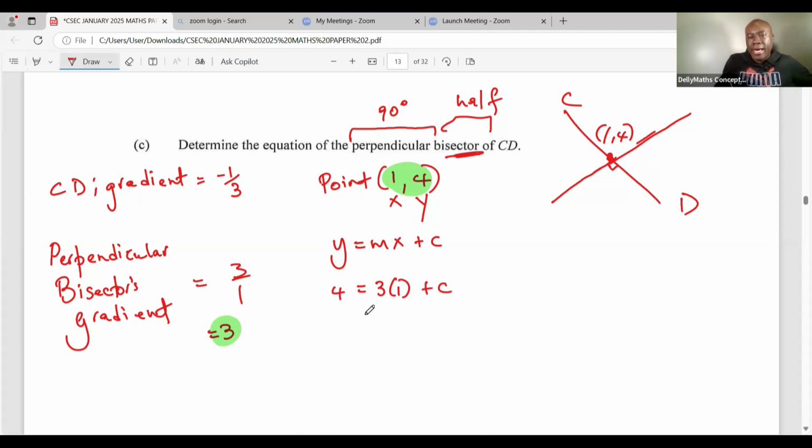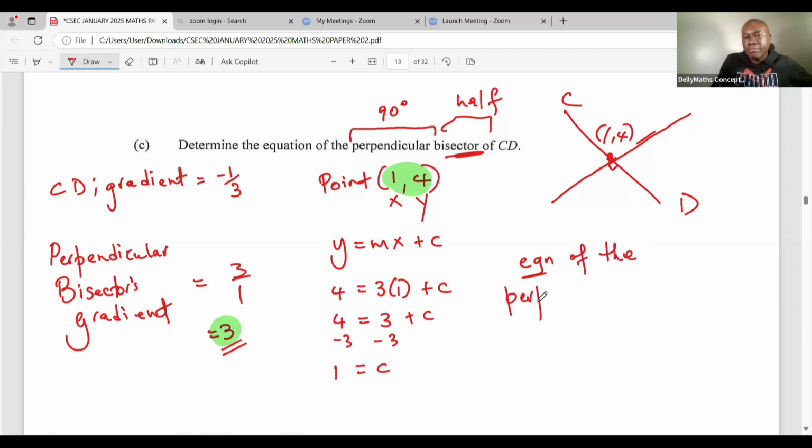So basically, I have 4, which is equal to 3 plus c. I'm going to subtract 3 from both sides. So 1 is equal to c. Now I have my c value. c is 1. Because I have c and I have my slope, I could now write the equation. So this is the equation of the perpendicular bisector.